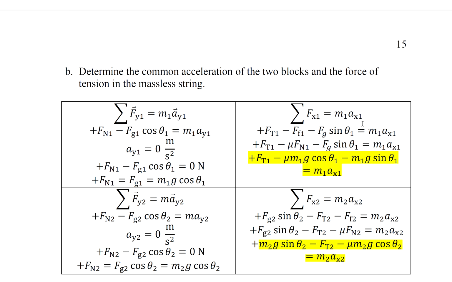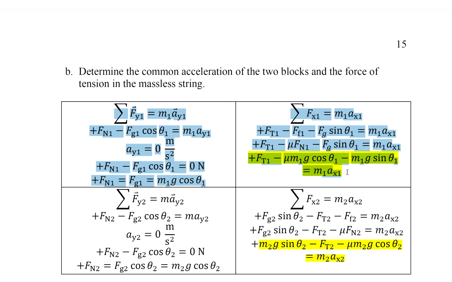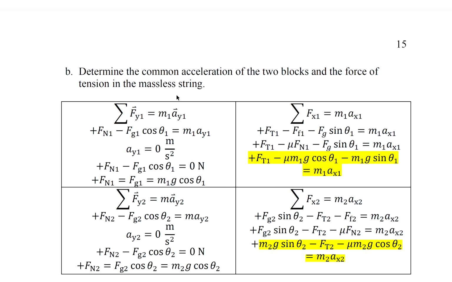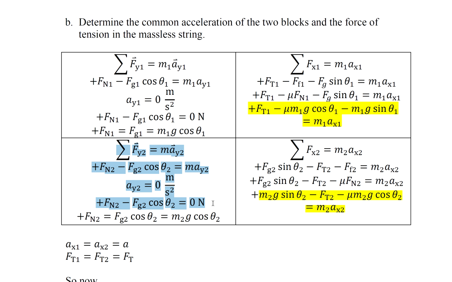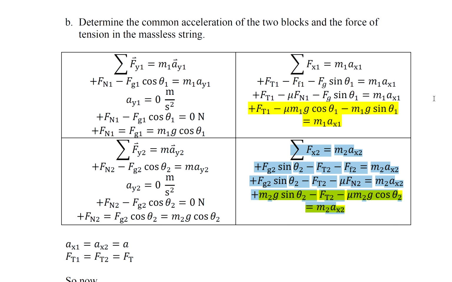Part B, determine the common acceleration of the two blocks and the force of tension in the massless string. So you have to see what I did here. In this first column that I highlighted, this is only for mass 1. This is for the y-axis. This is for the x-axis. This here is for the y-axis for mass 2. This here is for the x-axis for mass 2.